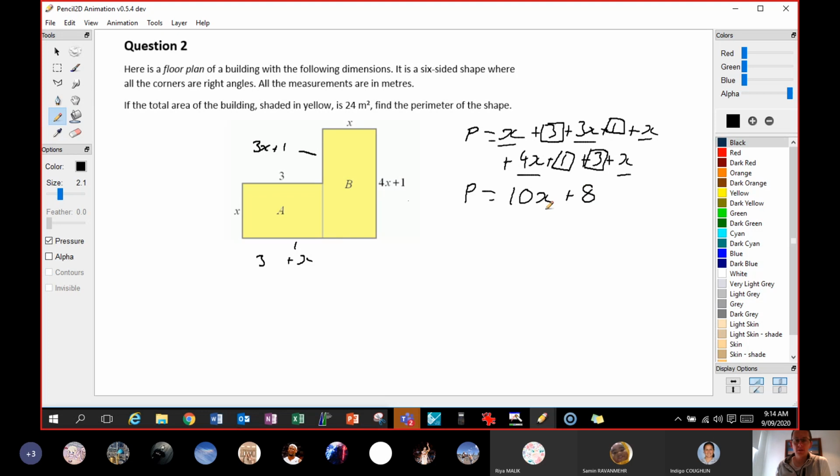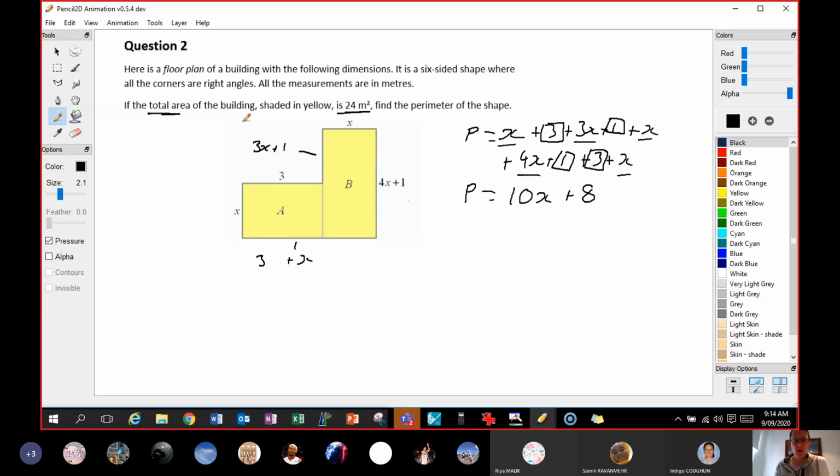I don't know what x is. Now, how am I going to decide what x is? Well, it's given me an actual dimension. It's told me the total area of the building is 24, but I want to find the perimeter. I've got a formula for perimeter, but I don't know what x is. If x was 1, I'd know it'd be 18. If x was 2, I know it'd be 28. If x was 3, I know it would be 38. So I've got to try and find out what it is.